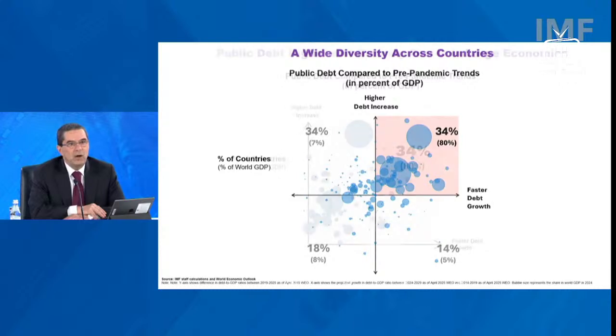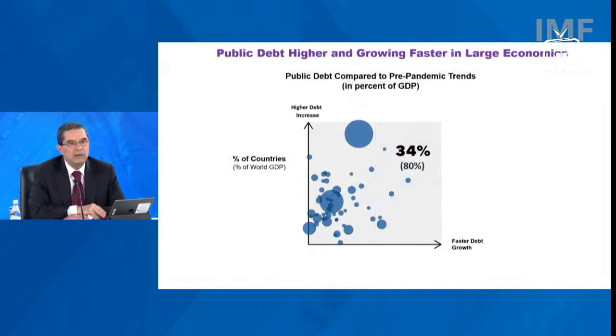Let's zoom in on the right top quadrant. Countries in the quadrant have public debt higher and rising faster. This group includes 59 countries. That is about 1/3 of the 175 countries in the chart. But their economies represent 80% of world GDP. Their economic weight makes them the main drivers of global trends.